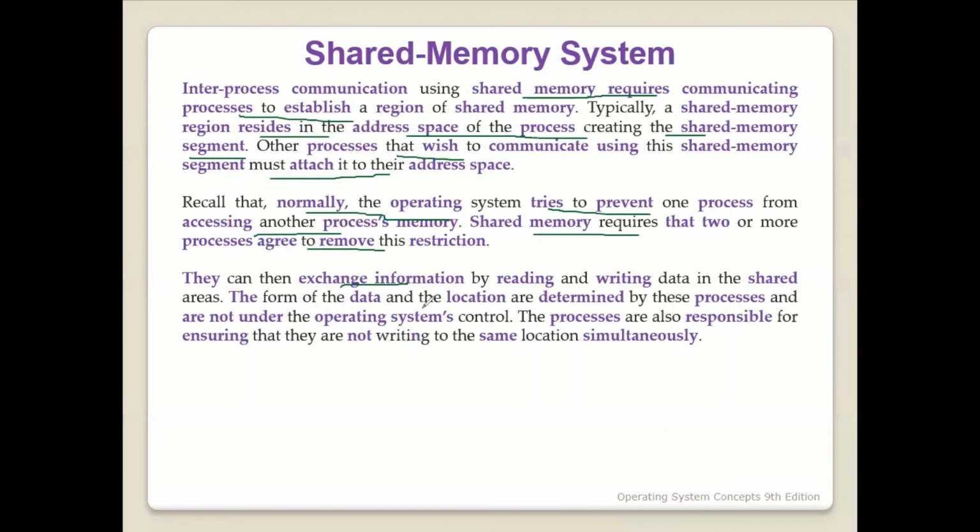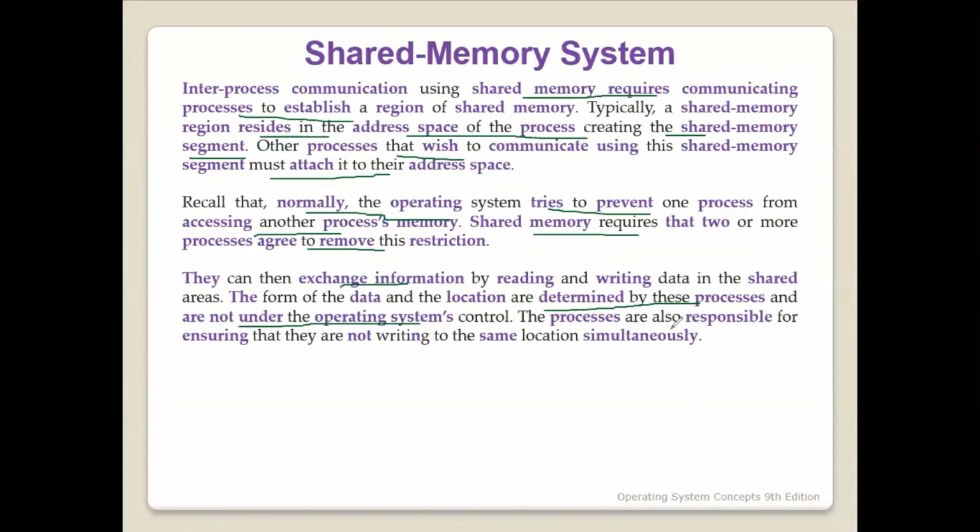The form of the data and the location are determined by the processes, and they are not under the kernel's control, the operating system's control. So the processes decide what data they are going to share and where the data is, the address of the common data. Only the processes are responsible for finding the data and where it is, not the kernel. Kernel means the operating system. It's not under the operating system. Do you get the idea?